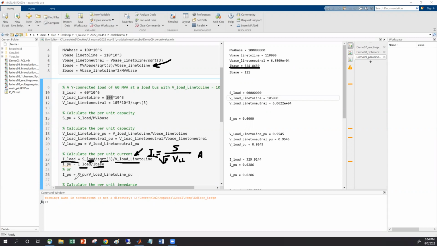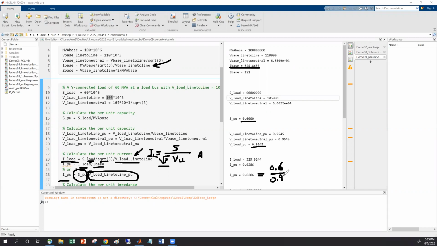So next, we have another way to compute the per unit value. We can simply use the per unit capacity divided by the per unit voltage. So you can see that here we no longer need to consider the square root of 3. We can simply use the per unit value power 0.6 divided by the per unit value voltage, which is this value. Okay.